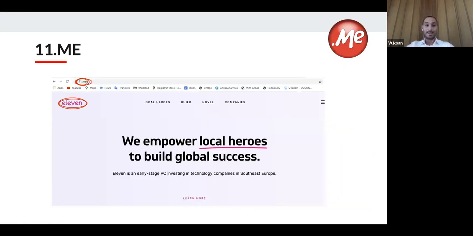Also, 11.me. This is a startup from Bulgaria that switched from 11, the word, ELEVEN.me, to the number 11.me. Again, they use something like that as a trick to make their name more memorable, more appealing. It's probably the only accelerator I know about that is using numbers instead of letters for their primary URL.